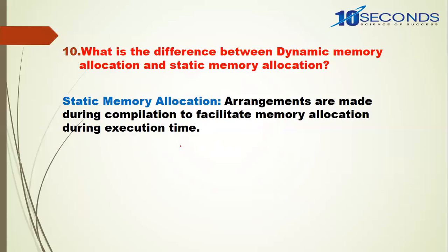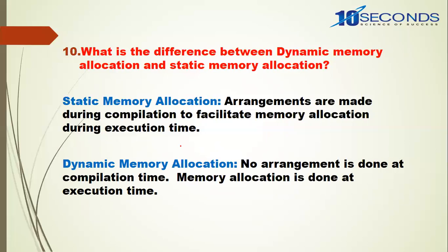Since it is decided at compilation time, during execution time, if you want extra memory, it is not possible. The advantage of dynamic memory allocation is no arrangement is done at compilation time. So memory allocation is done at execution time. So how much you want, you can allocate. That is the difference between static memory allocation and dynamic memory allocation. Thank you.